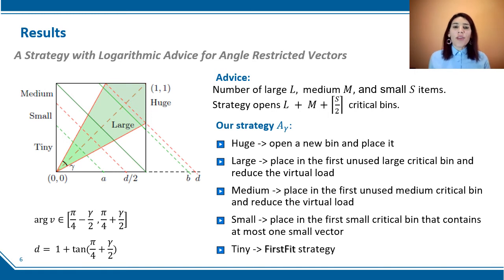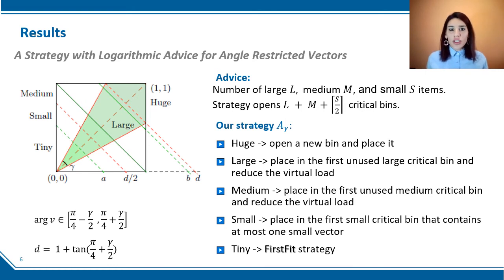We use five different vector types. A vector is tiny if it has L1 norm from 0 to a, small from a to d half, medium from d half to 1, large from 1 to b, and huge from b to 2. The advice is the number of large, medium, and small vectors.